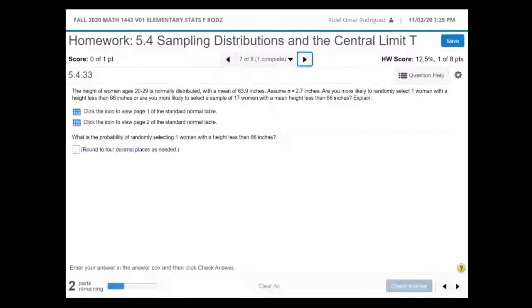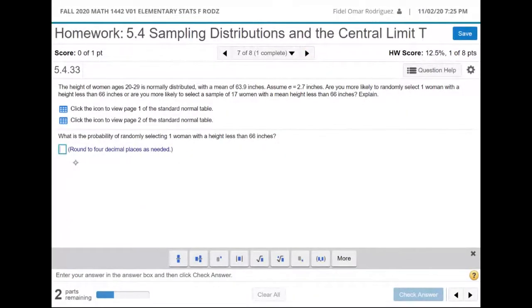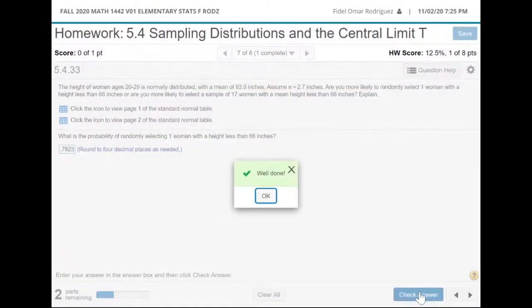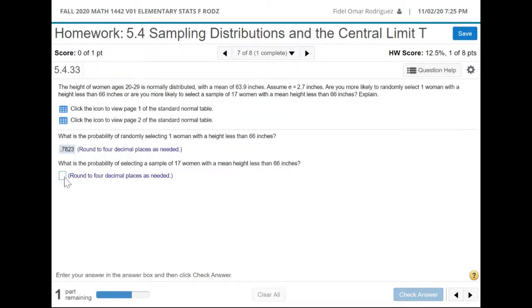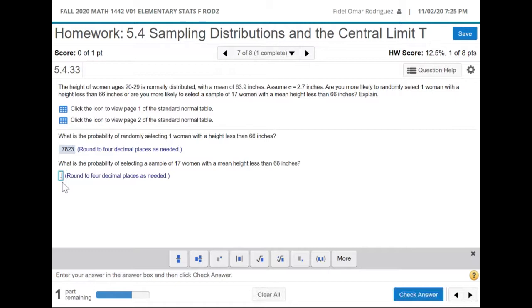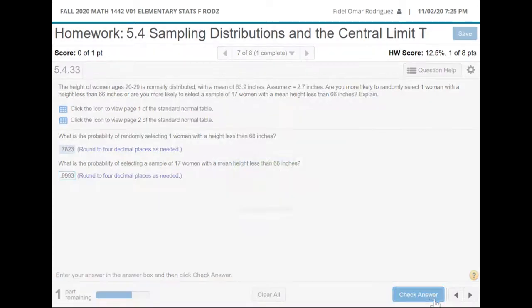Okay, so this one here, for the first part, we ended up with a 0.7823. Now I'm going to hit check my answer, and whoo! Okay, so we got the first part right. And then the second answer we came up with was something like 0.999. Oh, I already forgot. I think it was 3. It was 3 also? Yes, you're right. So we'll put a 3 right here at the end of it, and we will check our answer there. Ooh, we got that part right.